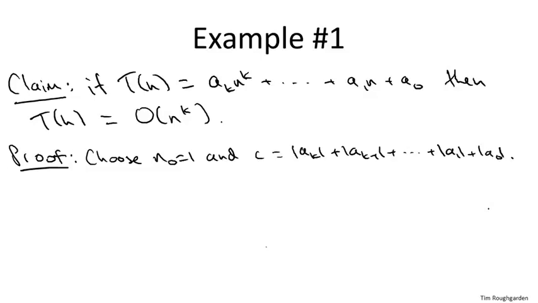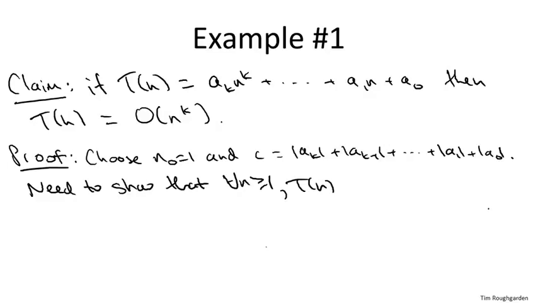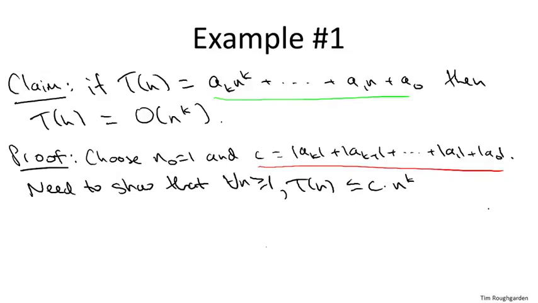So I claim these constants work in the sense that we'll be able to establish the definition of big O notation. What does that mean? Well, we need to show that for all n at least 1, because remember we chose n_0 equal to 1, T(n), this polynomial up here, is bounded above by c times n^k, where c is the way we chose it here, underlined in red. So let's just check why this is true. So for every positive integer n at least 1, what do we need to prove? We need to prove T(n) is upper bounded by something else.